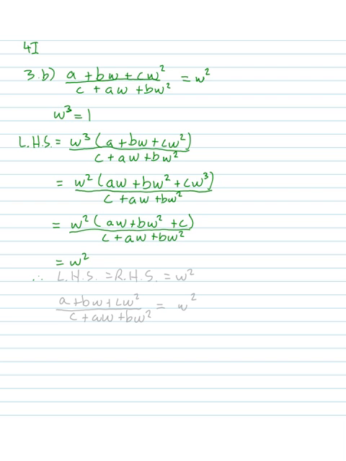And therefore left hand side equals right hand side equals omega squared, and A plus B omega plus C omega squared over C plus A omega plus B omega squared equals omega squared.